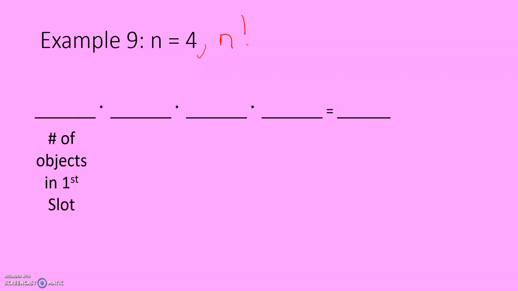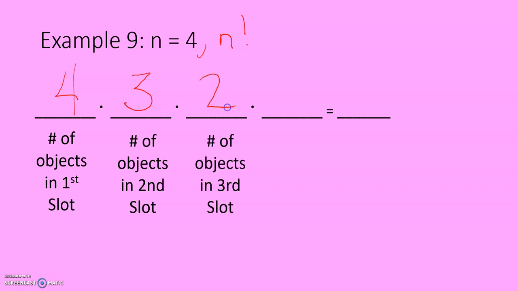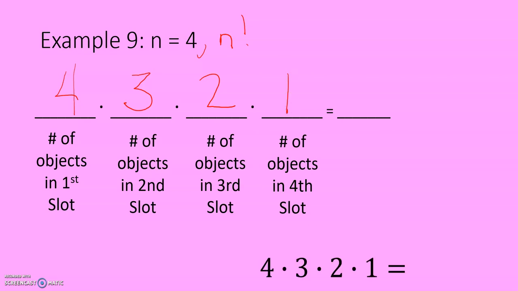In the first slot, we could put 4 things. Second slot, 3 items. Third slot, 2 items. Fourth slot, 1 item. 4 times 3 times 2 times 1 equals 24.